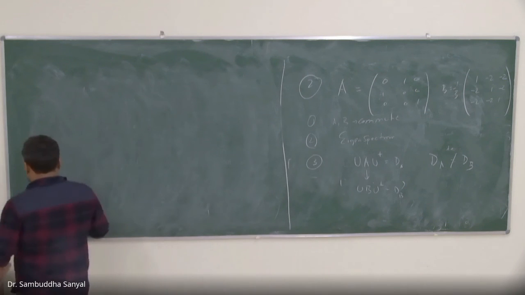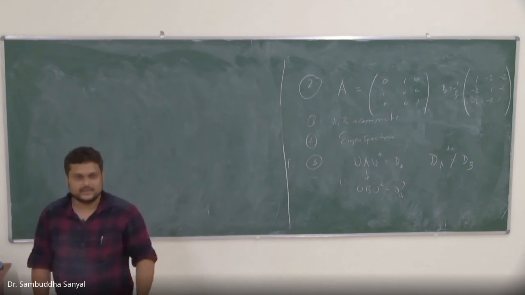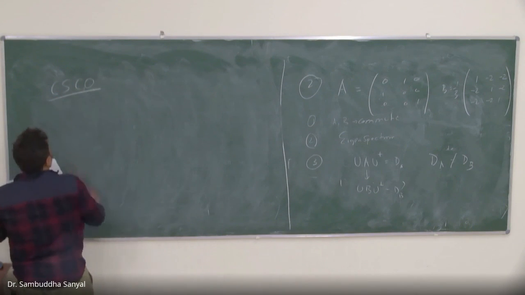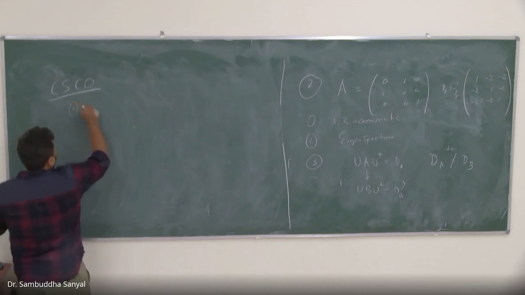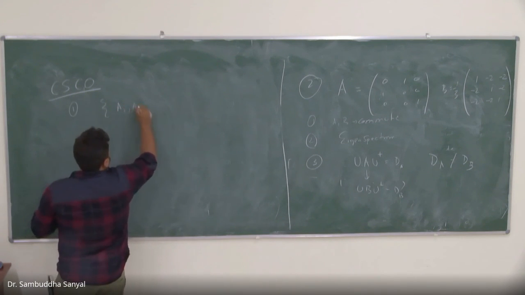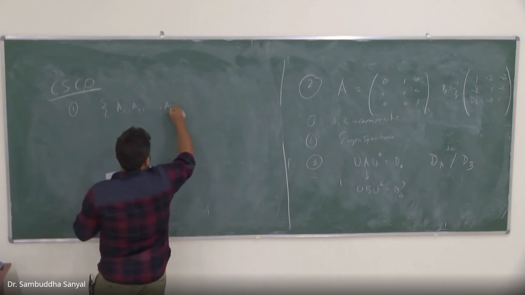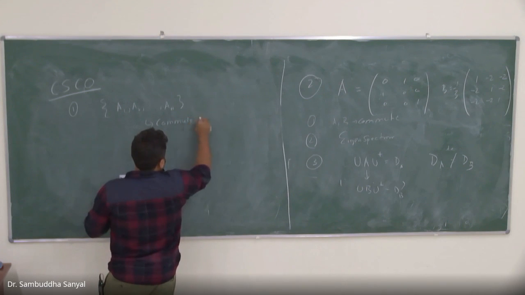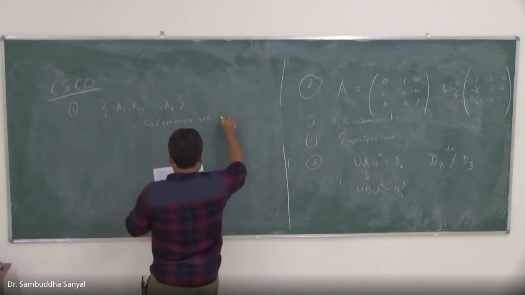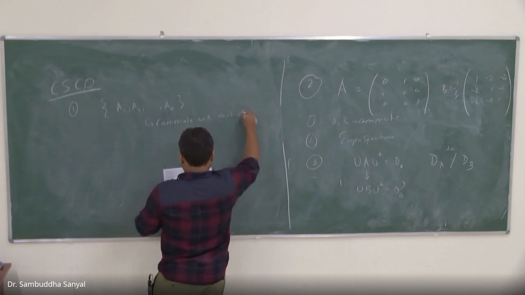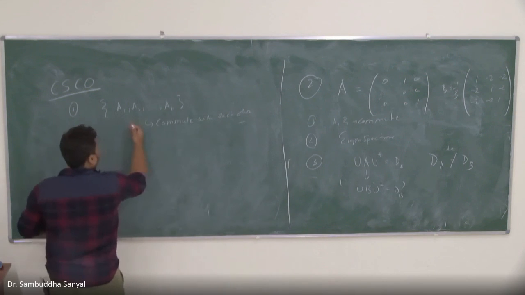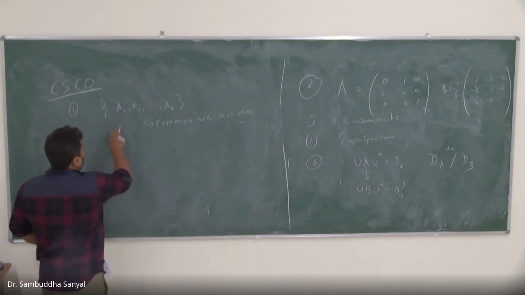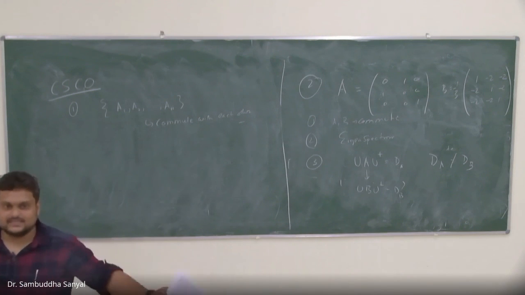So I will connect this uncertainty thing also in the next lecture, but let's just finish this start. There is this thing called CSCO. It's called complete set of commuting observables. What is this? If I find a set of operators which all commute with each other, and this is the maximum set, which means there is no further one you can find in a particular Hilbert space, then such a set is called a complete set of commuting observables in that space.